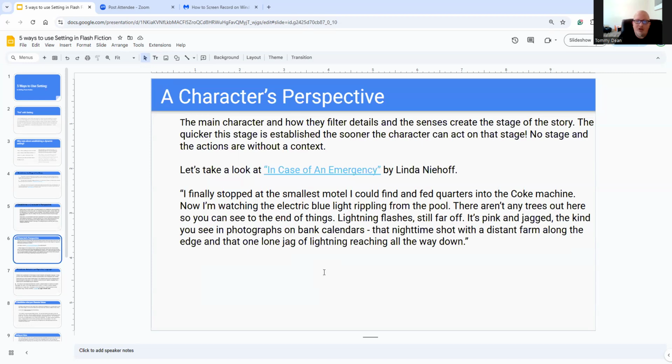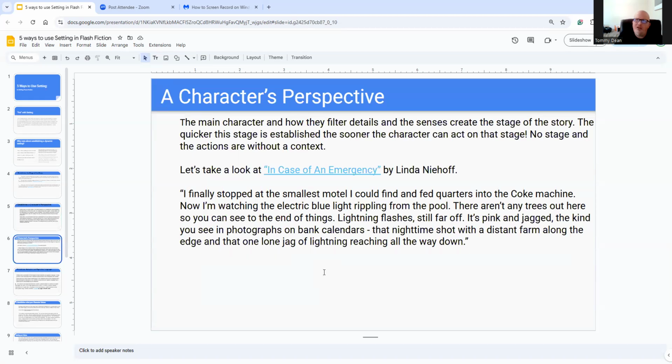Now I'm watching the electric blue light rippling from the pool. There aren't any trees out here, so you can see to the end of things. Lightning flashes, still far off. It's pink and jagged, the kind you see in photographs on bank calendars.